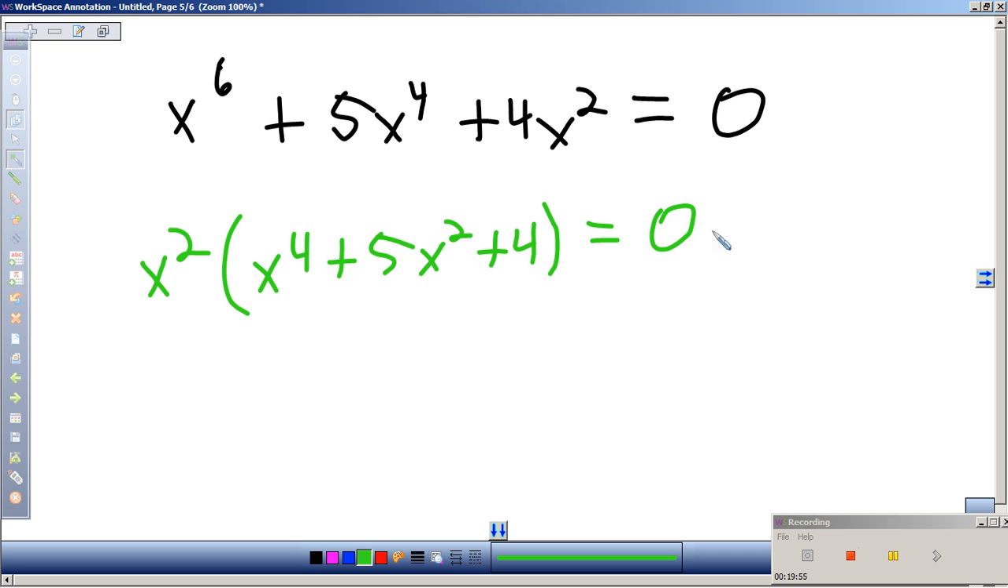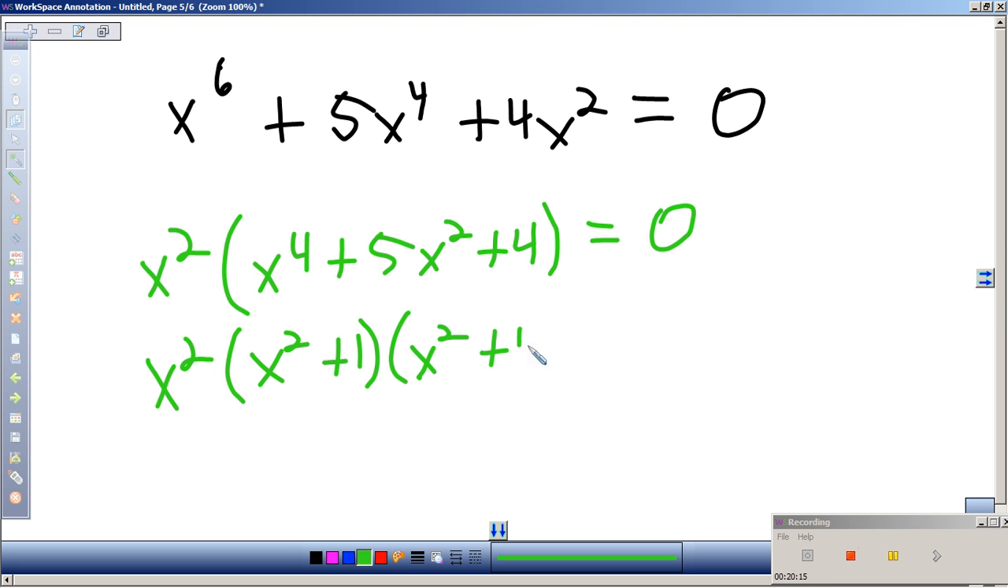Okay. Now we can look at it and say, we don't necessarily have to use substitution, because we can say, what multiplies to 4 and adds to 5? So we can say this is going to be x squared plus 1, x squared plus 4 equals 0. Do you see where it came from?